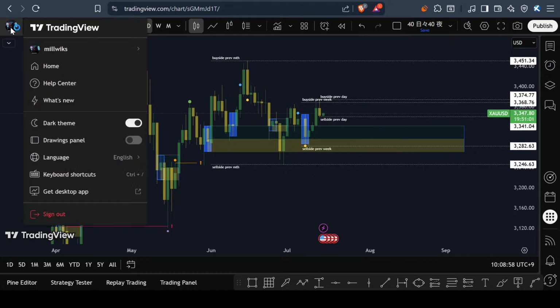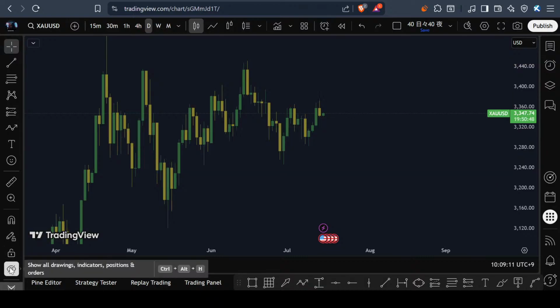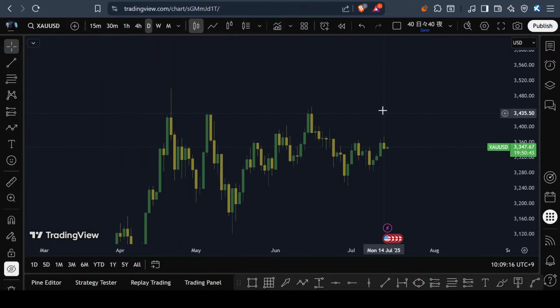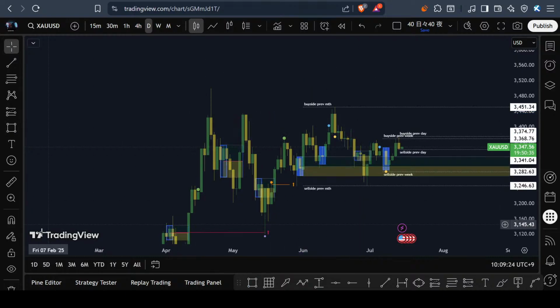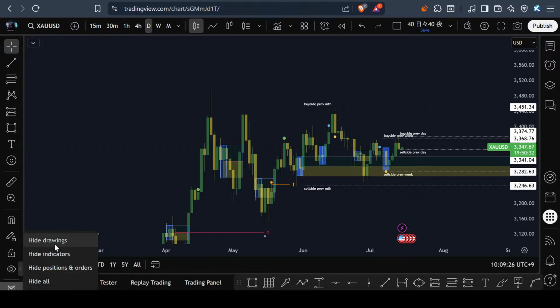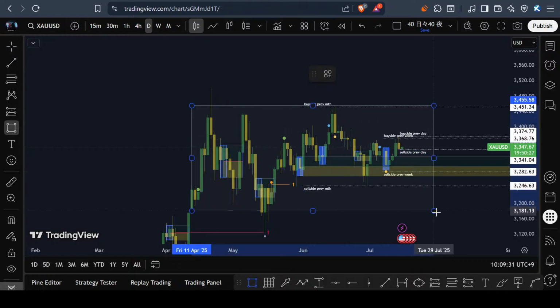But generally, if I just hide every drawing here, just looking at the price in its pure form, you can see the price is literally trading at this particular area.